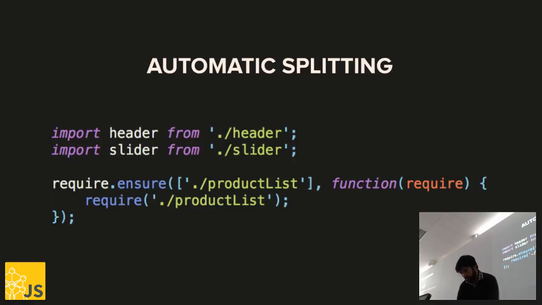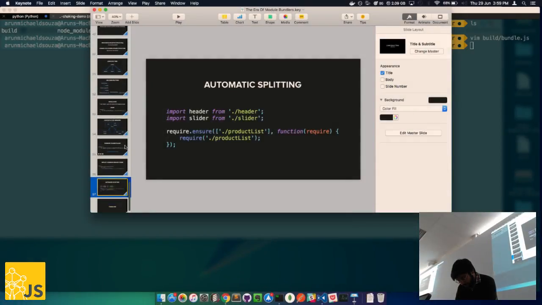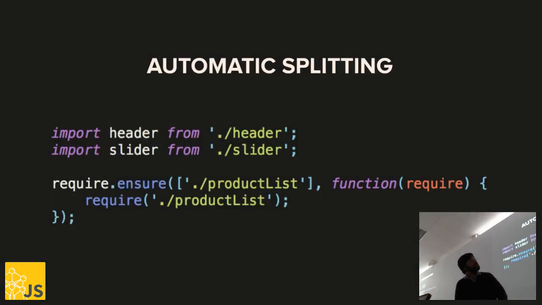This is an important feature called automatic splitting. So this is the thing I was talking about. So like on-demand loading. So what is happening here is I have a simple web app. I've created a component for my header, a slider, and a product list.